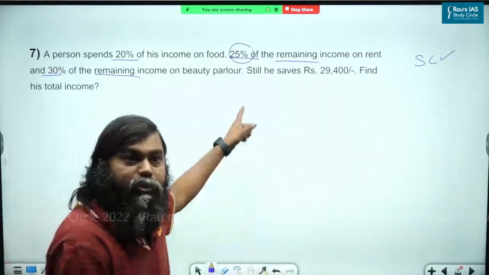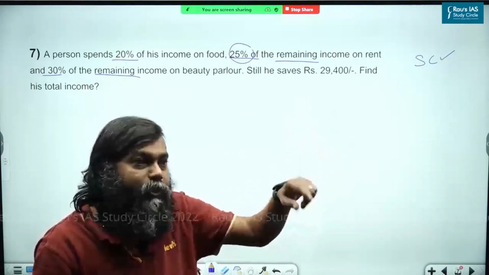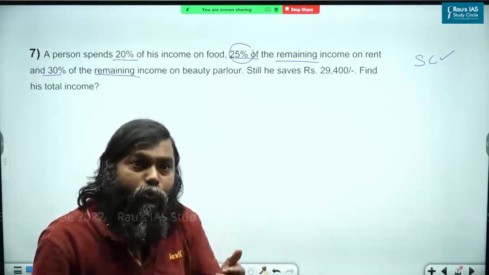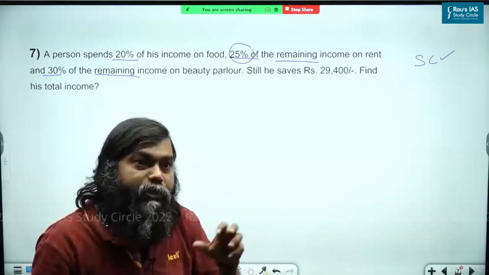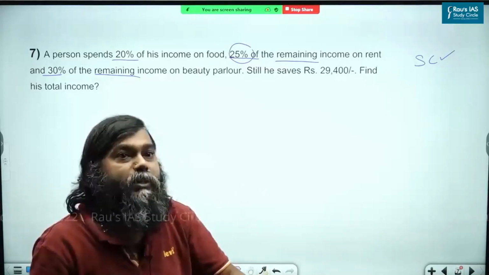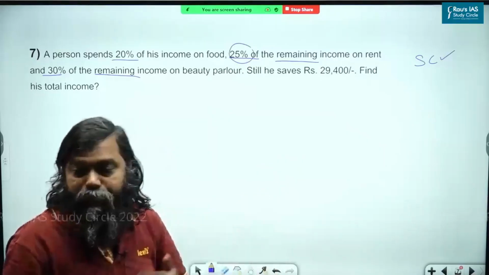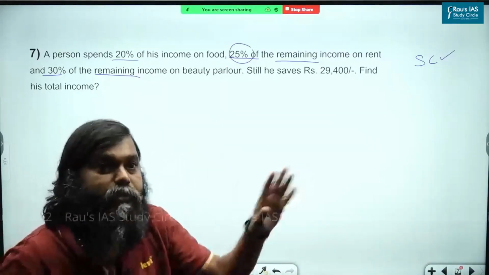Not only in this topic, but in profit and loss, interest, and many topics, some questions on successive changes will come. But you have to know that if more than one percentage is there, then only we can check successive changes. Then how do we know we can solve this question by successive changes? If all the percentages are not calculated based upon the same total, then only that question is suitable for successive changes.